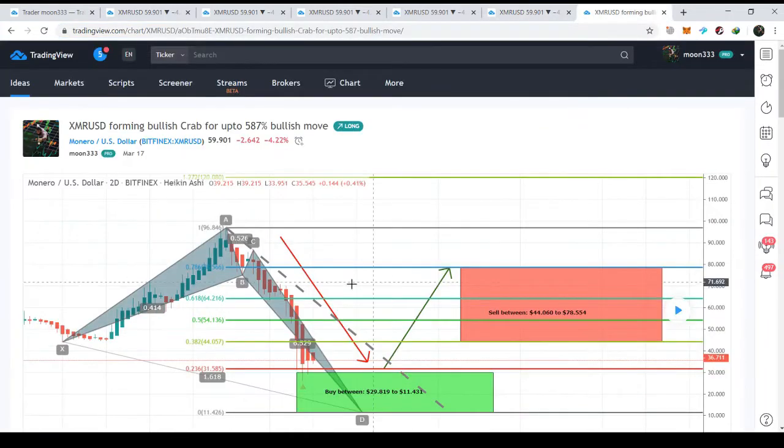And we will also watch this bullish crab pattern that was formed in the month of March when we faced a very strong bearish trend.